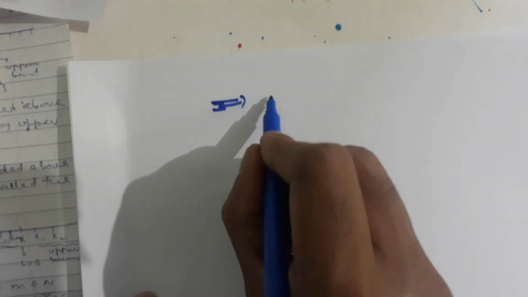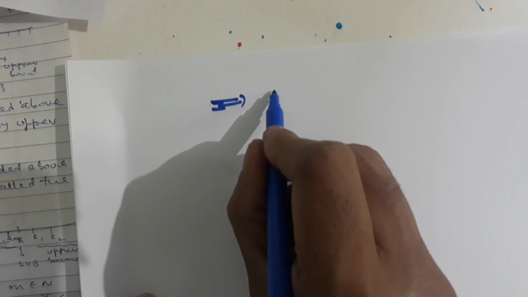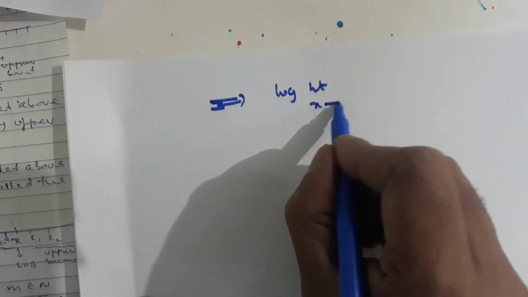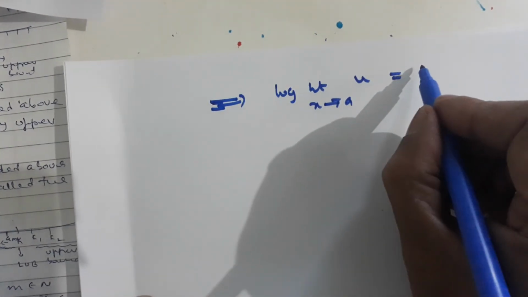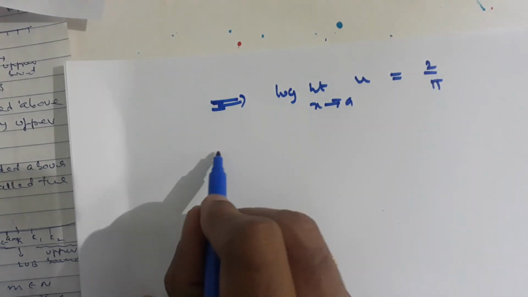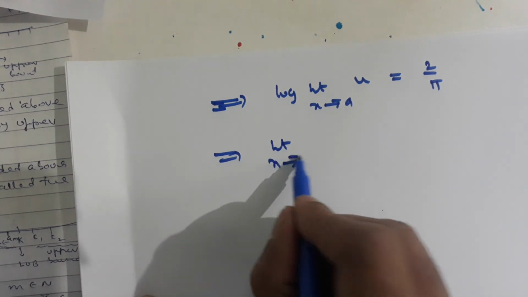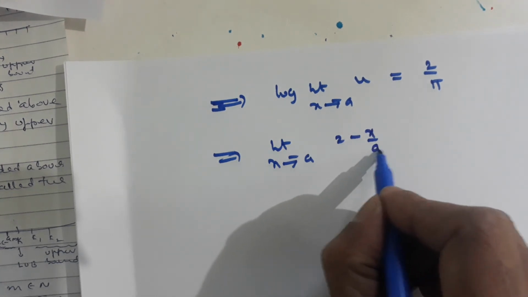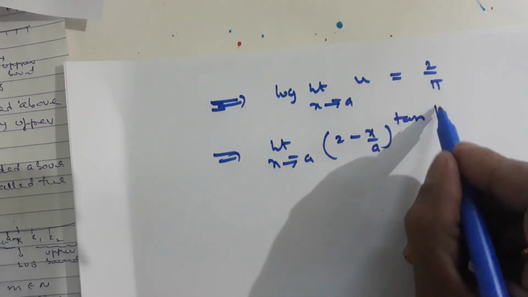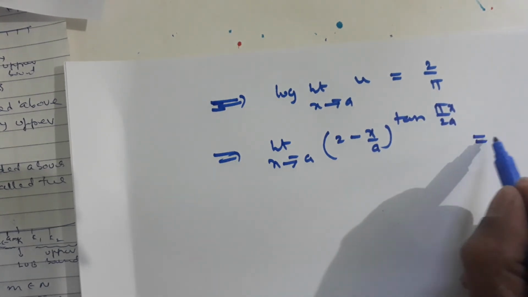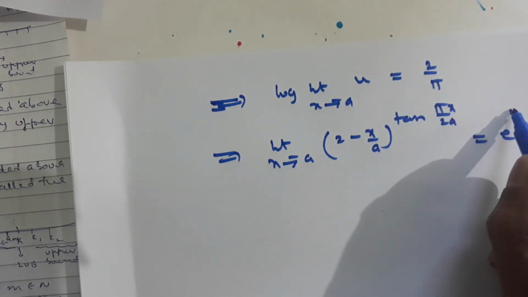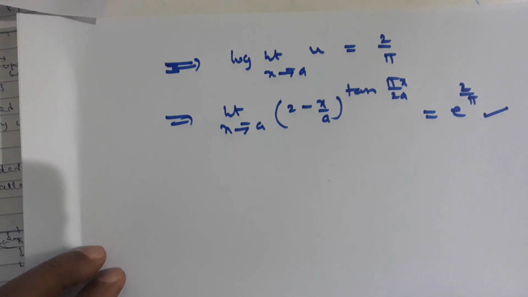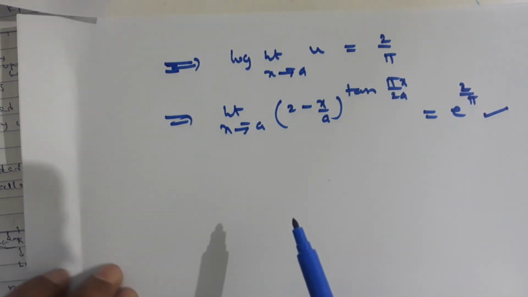Implies log of the limit is limit of the log, so that log limit x tends to a of u is equal to 2 by pi. This implies limit x tends to a of u, that is (2 minus x by a) whole to the power of tan pi x by 2a, is equal to e power 2 by pi. Right, a little bit lengthy, this is the answer. So thank you very much.